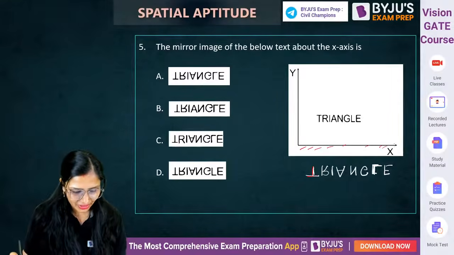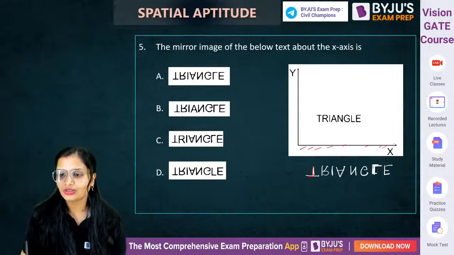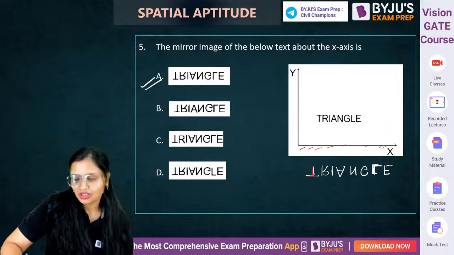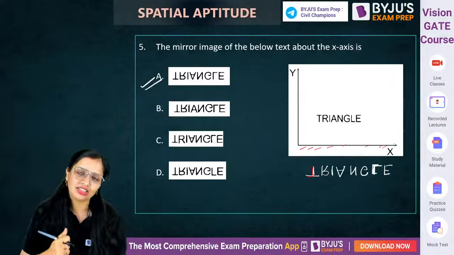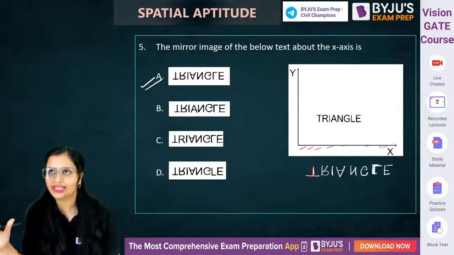Very good, guys. Raghavan, Saugata, very good. So this will be option A. The answer will be different when it is placed about the Y-axis, and different when it is placed below the x-axis.